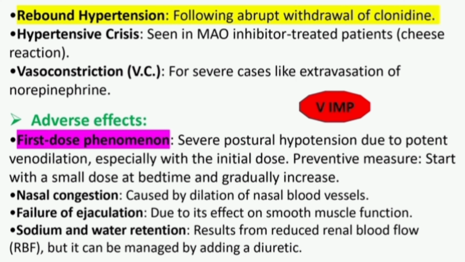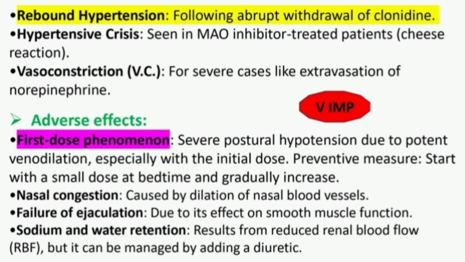And one of the other important sections in prazosin is adverse effects. The main important adverse effect is the first dose phenomenon, that is mainly severe postural hypotension due to potent venodilation, especially with the initial dose of prazosin. The preventive measure in this case is to start the prazosin treatment with a small dose at bedtime and gradually increase the dose. Very important point. We can expect questions based on this.